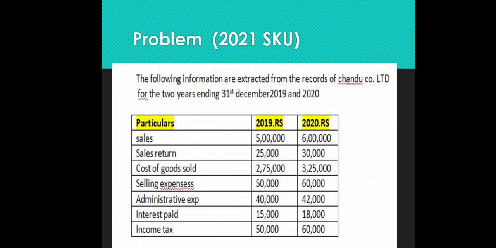The particulars are sales returns, cost of goods sold, selling expenses, administrative expenses, interest paid, and income tax. The 2019 column is the base year and 2020 is the current year. So this is the problem regarding the comparative income statement or comparative P&L account. We can call it both.